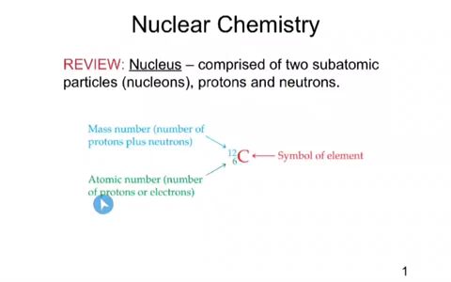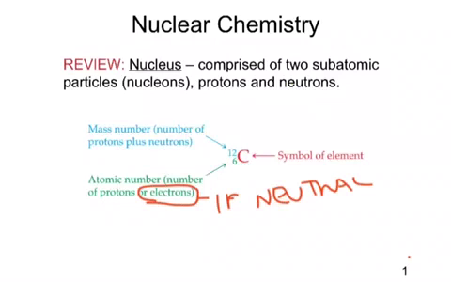The atomic number really tells us the number of protons in the nucleus of the atom, or electrons, if it is a neutral atom. If it's not a neutral atom, like we saw with ions, then it doesn't tell us how many electrons. But we're not going to focus so much on the electrons in this section, because we're dealing with nuclear chemistry, so we're going to worry about what's in the nucleus.